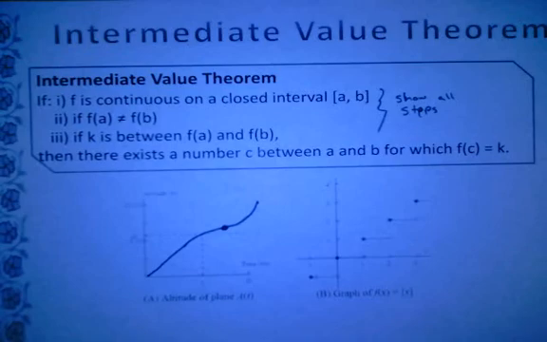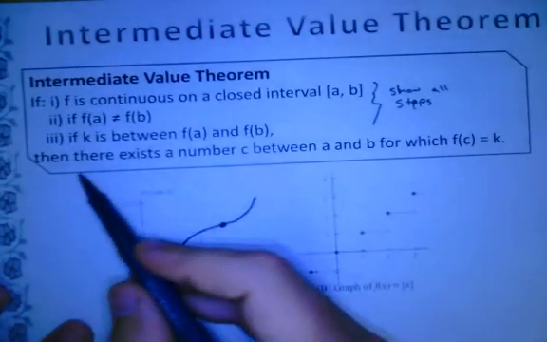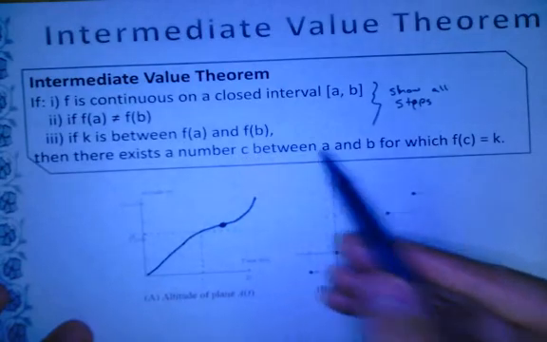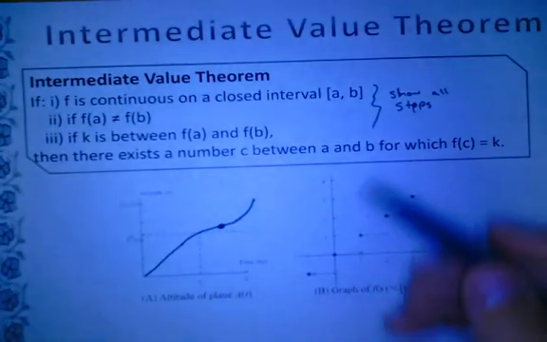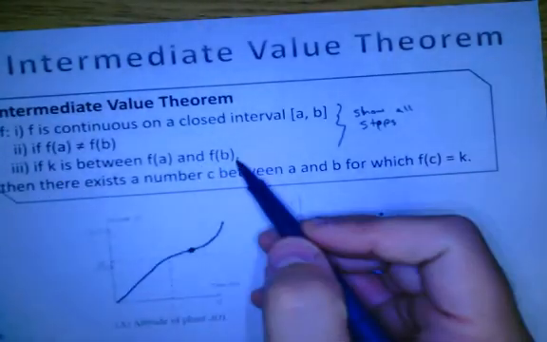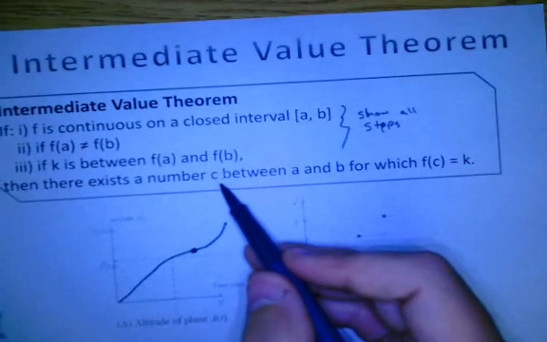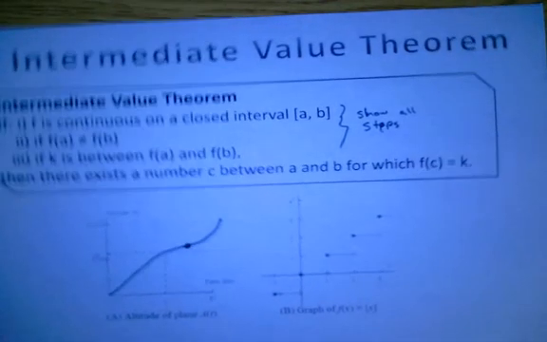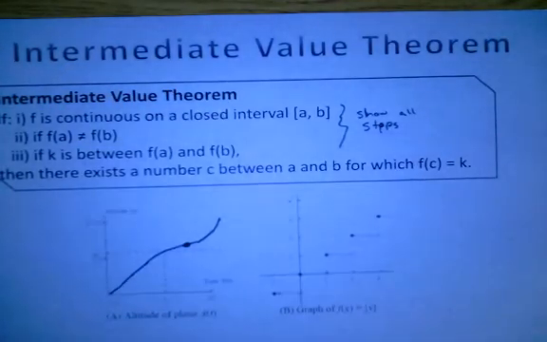So there must be a k value between those, and then there exists a number c that's between a and b, for which f of c is equal to k. So k is the height. So there's a height between my two endpoints at which there's an x value that can occur at that height. Okay, so that's all it's saying.